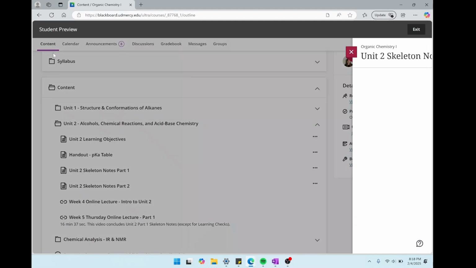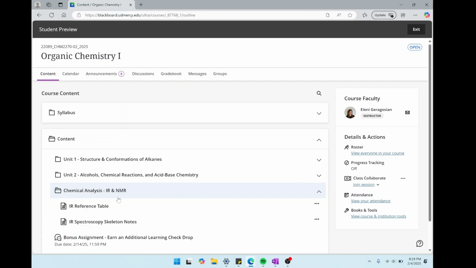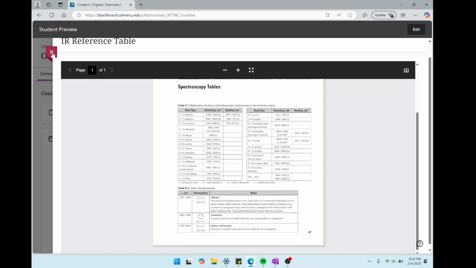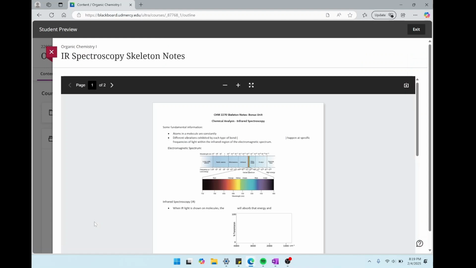So instead, I'll have you go to this new folder here, Chemical Analysis, IR, and NMR. These are two methods that we're going to learn about in this semester. You will also be using these in your lab, so it's helpful if you haven't already to get some introduction to them now. So we have the IR reference table, which I will talk about in the notes. This just gives you some reference values for certain bonds. Here are your spectroscopy skeleton notes. So we will have skeleton notes for IR, we'll have skeleton notes for NMR.